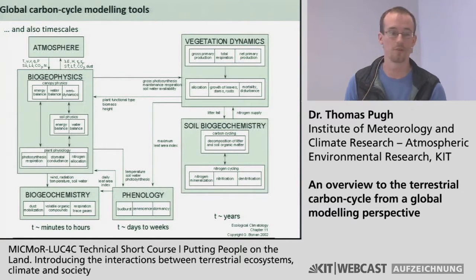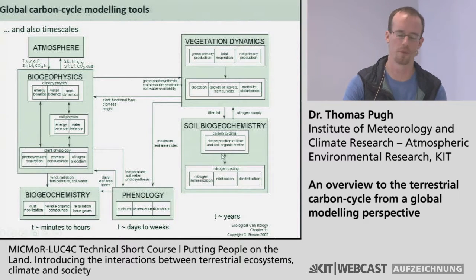And with these differences in scales, we also get differences in time scale. We have processes that we really need to model at very high time frequency, so the biogeophysics in terms of minutes or maybe half an hour, depending on the model we're using, and its interactions with the atmosphere need to be at a very high frequency. Similarly, emissions of some compounds, such as volatile organics, need to be at a relatively high frequency, at least an hour or so. Then we have things like phenology, so the turnover of leaves. Here we're talking days to weeks is probably sufficient to capture the seasonal cycle in leaves.